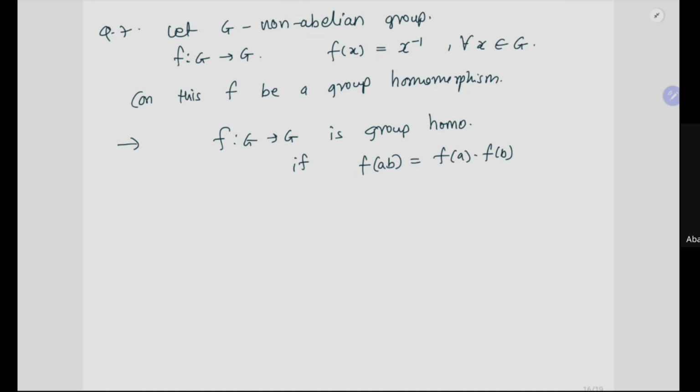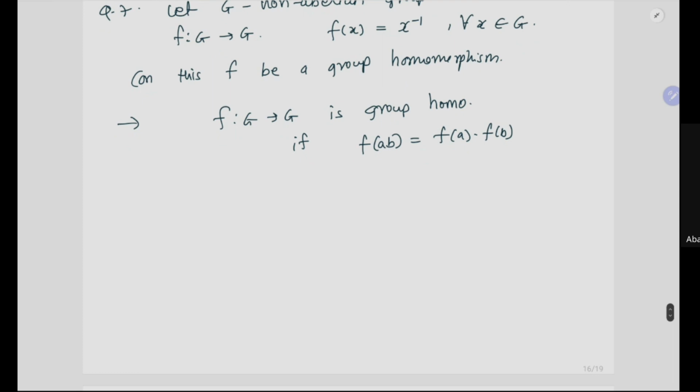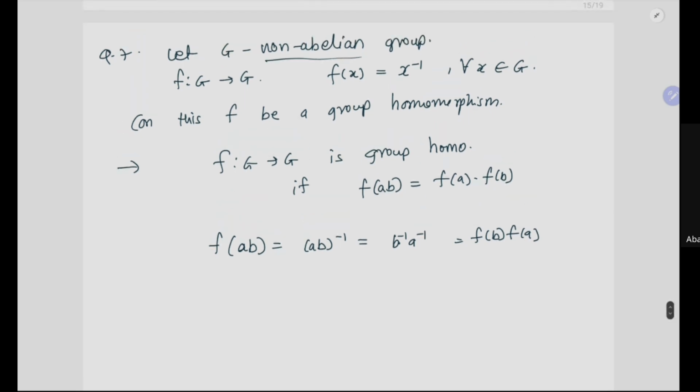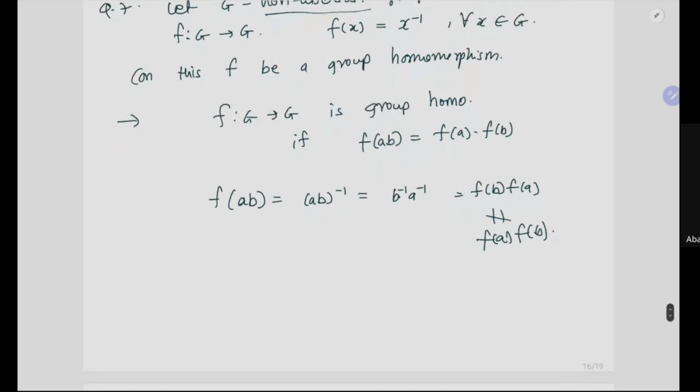It will not be a group homomorphism. Can you tell me why? Because f of AB equals AB whole inverse, and it is not abelian. That's why we write B inverse A inverse. And that means f of B into f of A. Yes, this non-abelian property of the group is playing the role here, because we can't simply write it as f of A into f of B. So that's why this is not a group homomorphism.